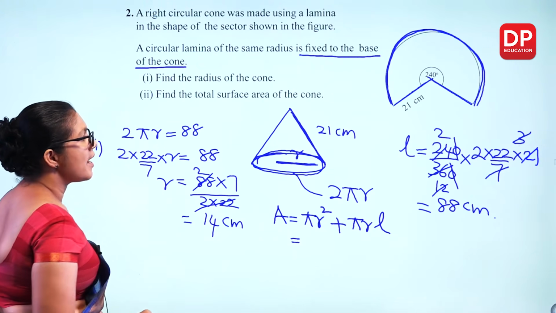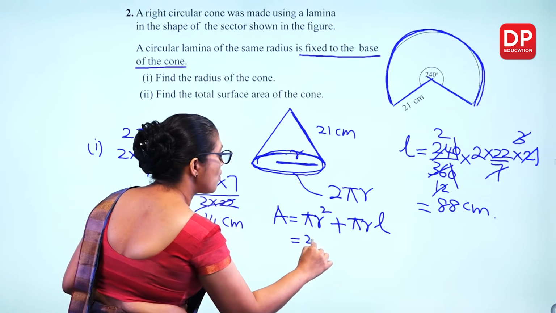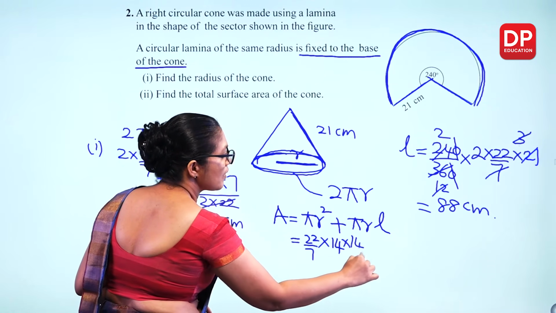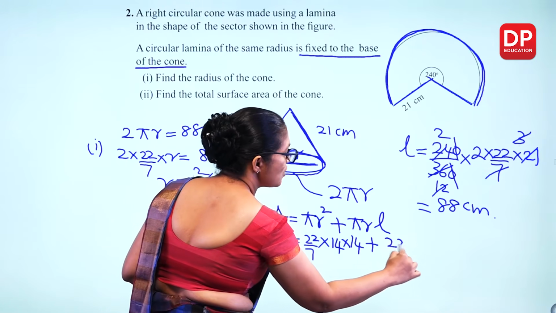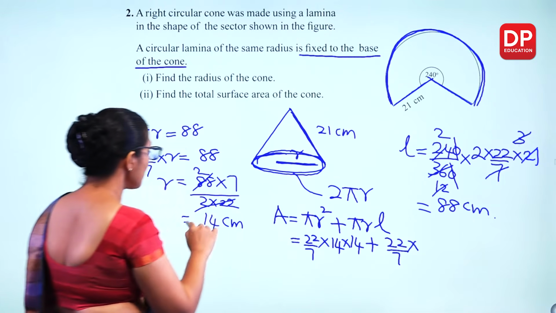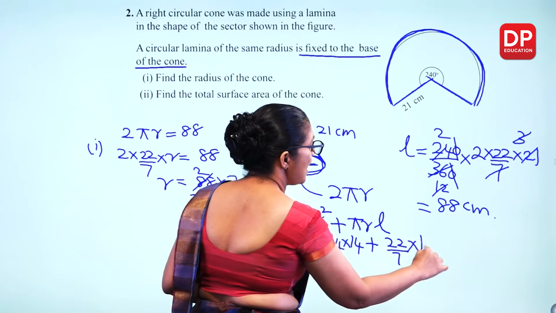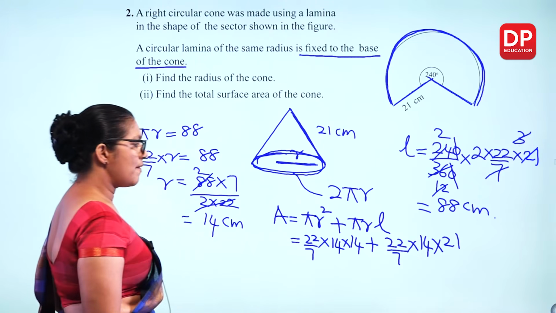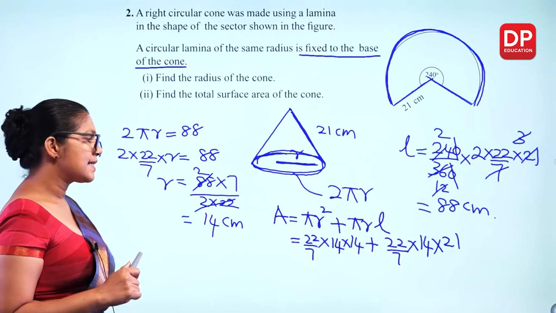So what's pi r squared? Pi is 22 over 7. Radius we found is 14. And here, 22 over 7, radius is 14. And what is l? l is 21. So when you simplify, you get the total surface area.